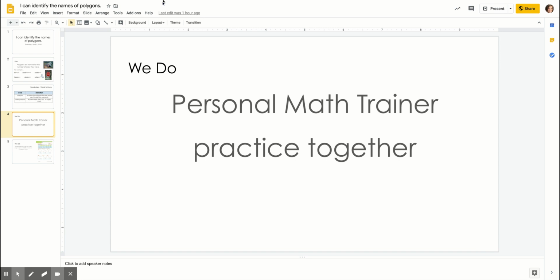Ooh, tricky polygon. Let's see how many sides and how many vertices. So I see 1, 2, 3, 4, 5, 6, 7, 8. 8 sides. Let's count our vertices. Here's 1, 2, 3, 4, 5, 6, 7, 8. 8 vertices as well. And this is an octagon. You got it. Way to go, third graders.